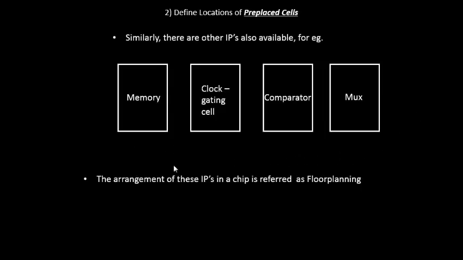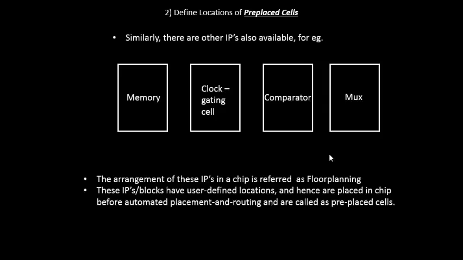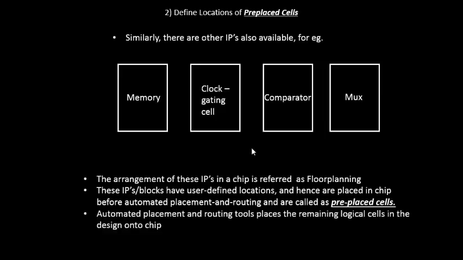We have to define the locations or the arrangement of these particular cells, and this has to be done before the actual placement and routing. So the placement of these cells on a top level chip will be fixed, and since they are placed before the actual placement and routing, they are referred to as pre-placed cells.